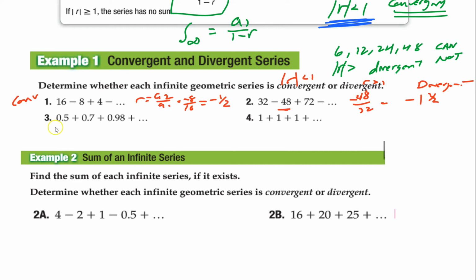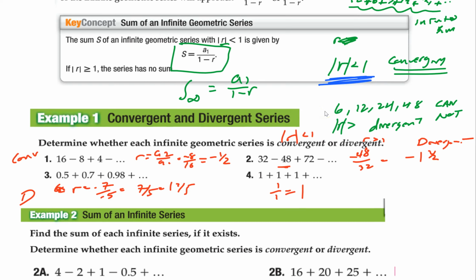Over here, next one. r is 0.7 over 0.5. So it's like 7 over 5, or 1 2/5. Again, too big, so divergent. And then this one is tricky. It's going to be 1 over 1, which is 1. Is that convergent or divergent? The formula only works when it's less than 1. So if it's 1 or bigger, it's divergent. So this one is divergent also.